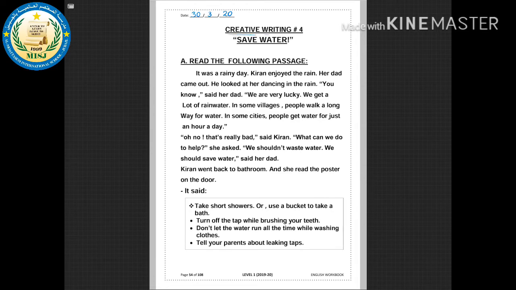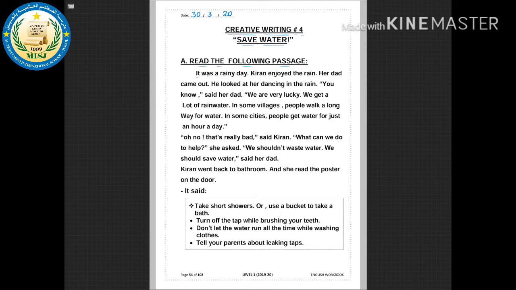Creative writing number 4. Repeat after the teacher, okay? Save water. Exercise A. Read the following passage. Let's start reading through the story.